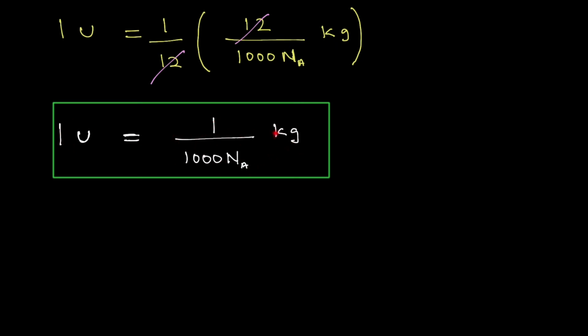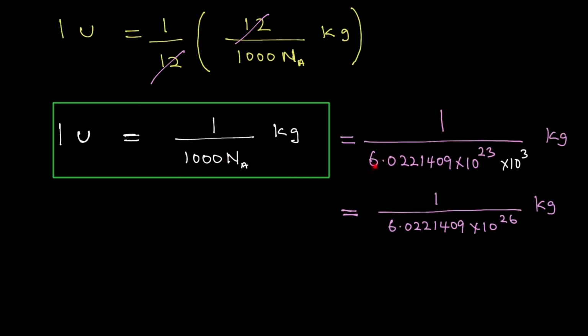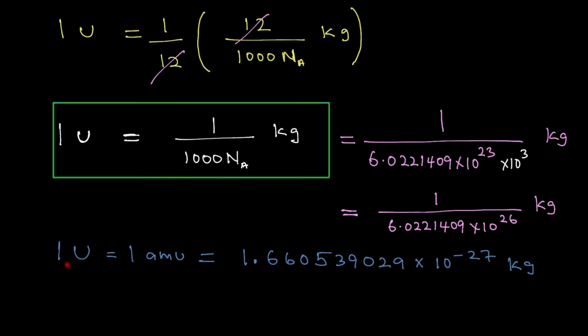So this is the famous value, and that equals 1 over 6.0221409 times 10 to the power 23 times 1,000 kilogram, and that is 1 over 6.0221409 times 10 to the power 26. Same base, when you're multiplying them, you add the exponents. 1U equals 1 AMU, which equals 1.660539029 times 10 to the power minus 27 kilogram. So this is the famous value for 1U or 1 AMU.